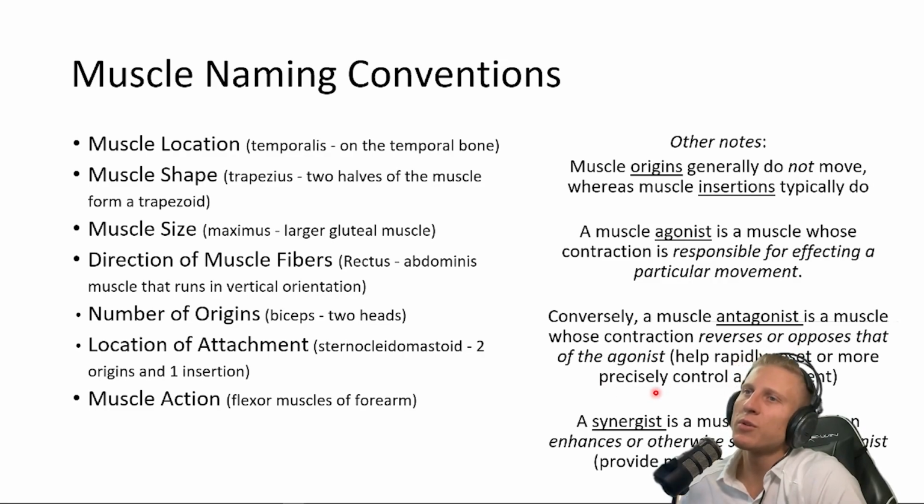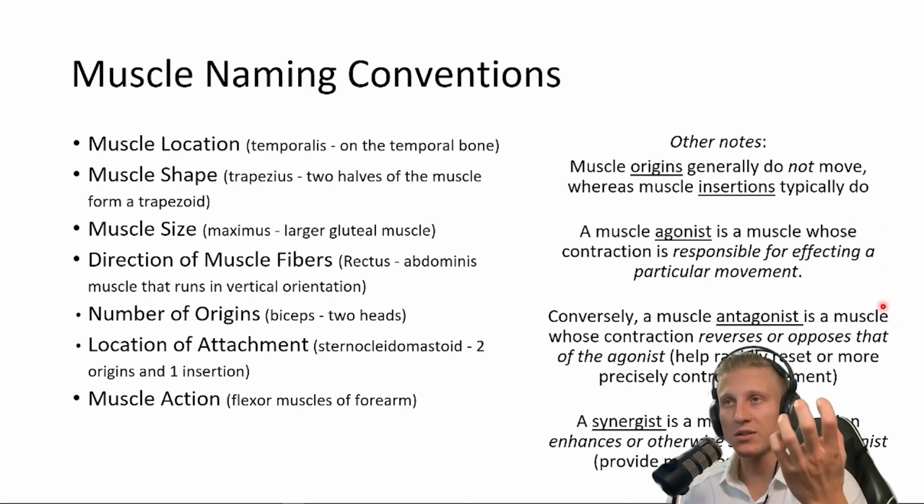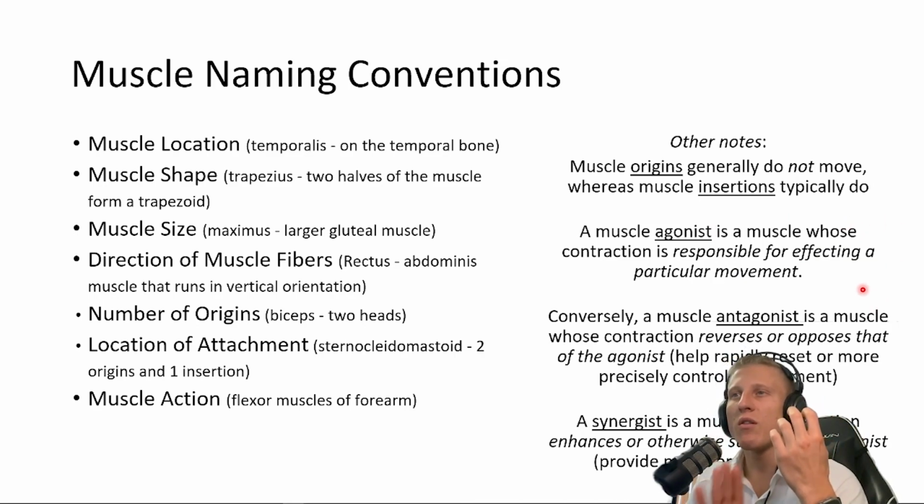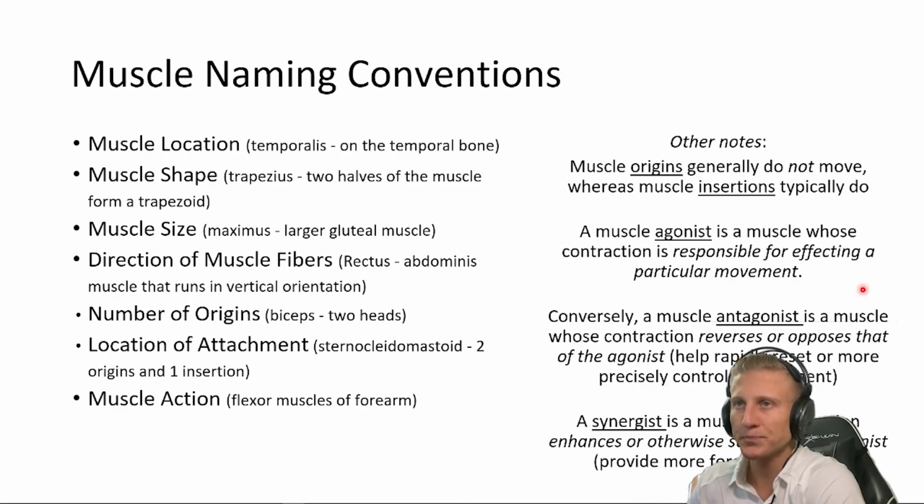And then to more precisely control movement. Not only can we regulate how hard the agonist muscle is contracting to exert force, but we can also add a little bit of an antagonistic force, a little bit of pushback, and that allows us to exert a finer degree of control over particular movements.